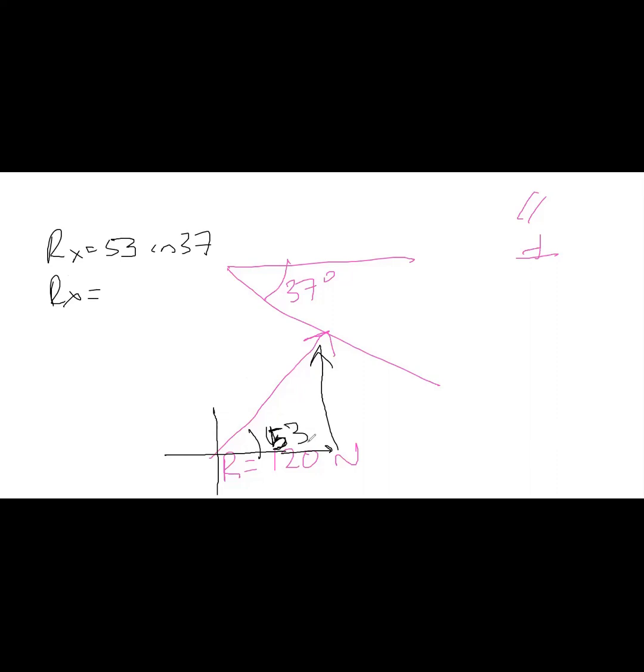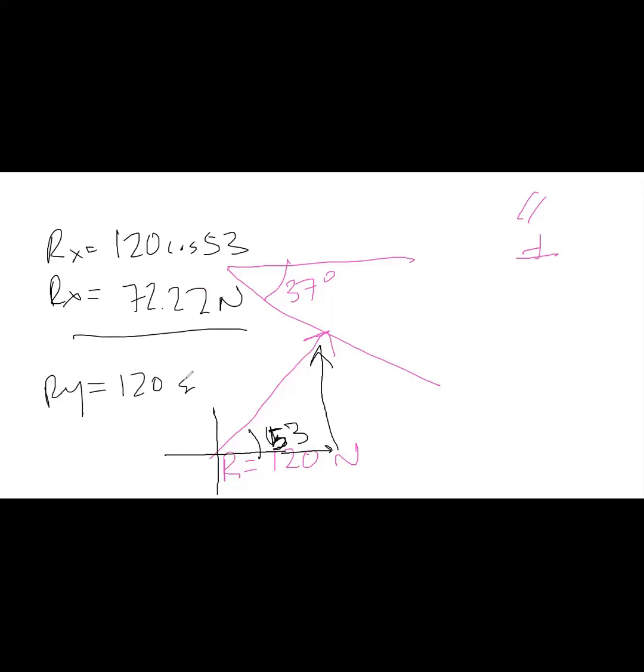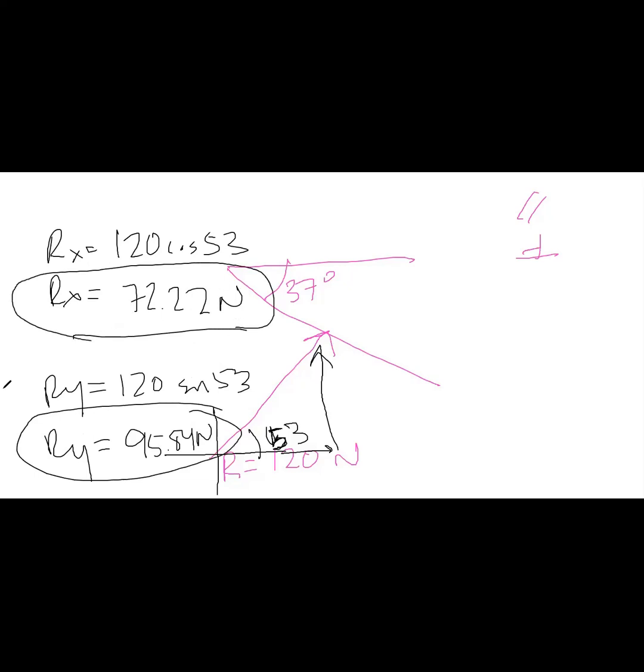And wouldn't it be 120 cosine 53? I really butchered that, didn't I? Don't give a thumbs up to that answer. 120 cosine 53 is 72.22, positive. And then our y is 120 sine of 53, 95.84 newtons. They're both positive. Any questions there?